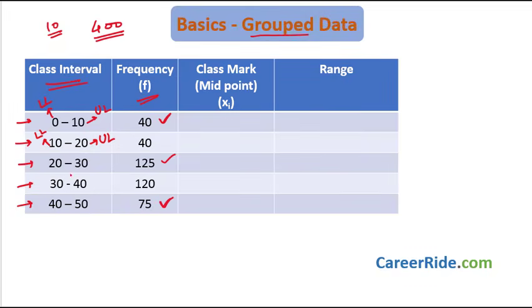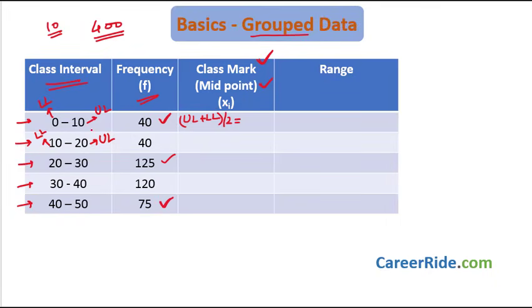Very easy. Now the next thing that you will have to find out in questions based on class intervals would be class mark. Class mark is nothing but the midpoint of that class interval. It is denoted by xi. And how do you find it? It is very easy. You simply add upper limit plus lower limit and divide it by 2, right?